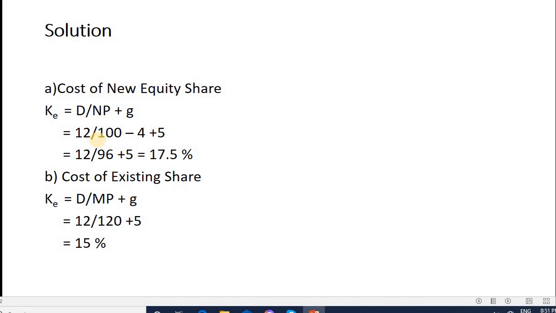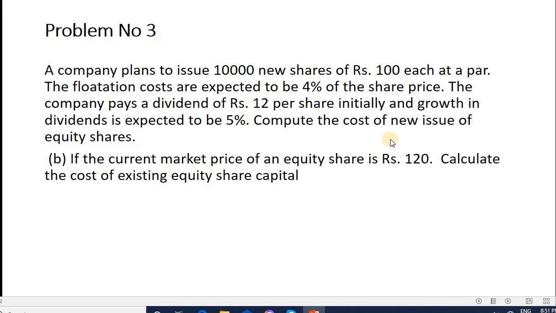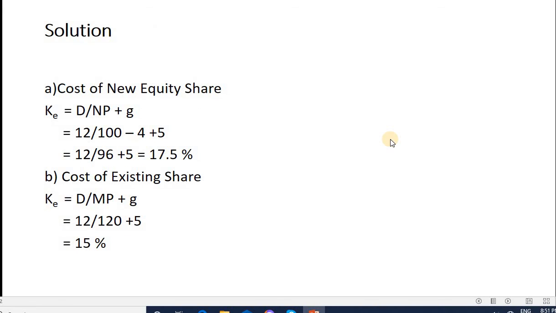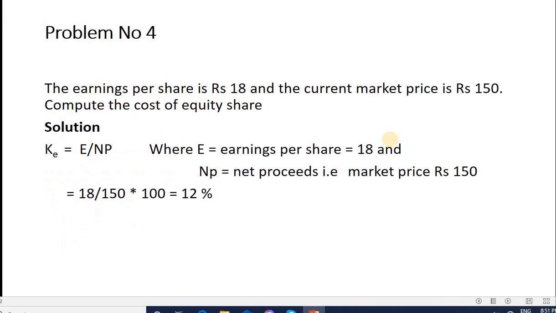Then cost of existing share we need to calculate. Here the market price they have given, that is 120. So D by MP plus G, D is 12 divided by MP, market price is 120, plus 5 is 15%.